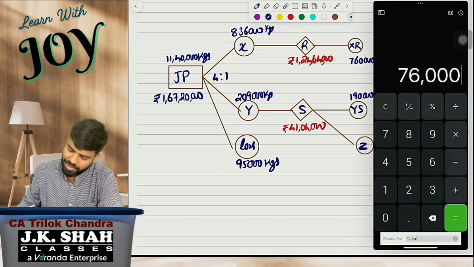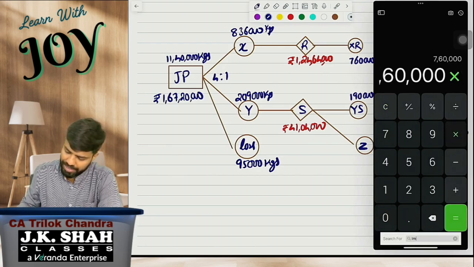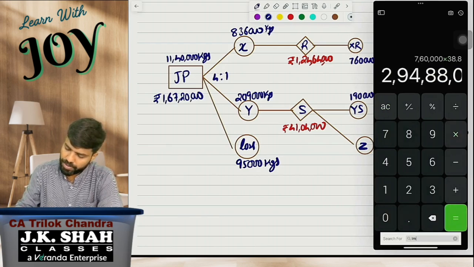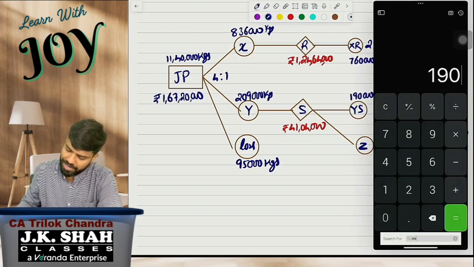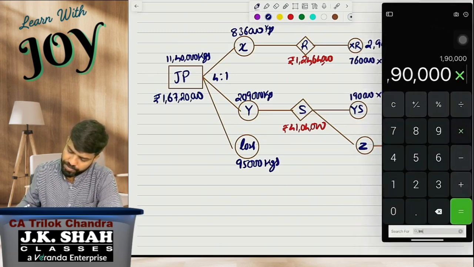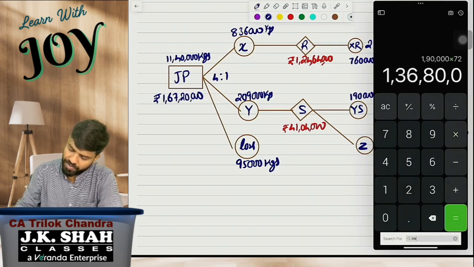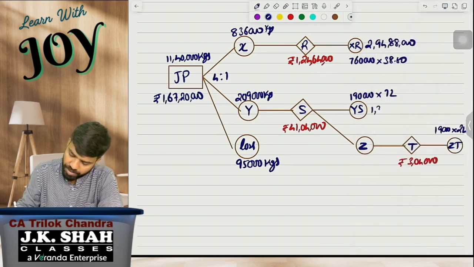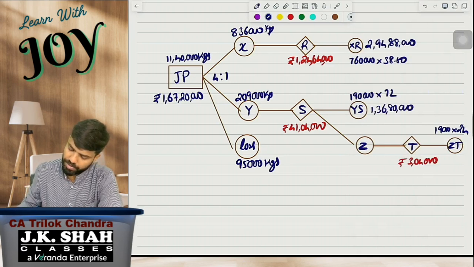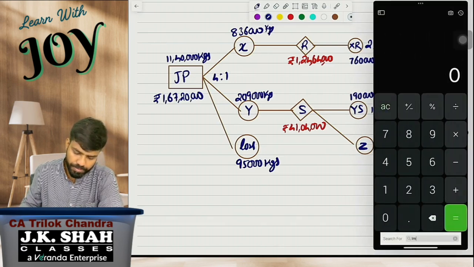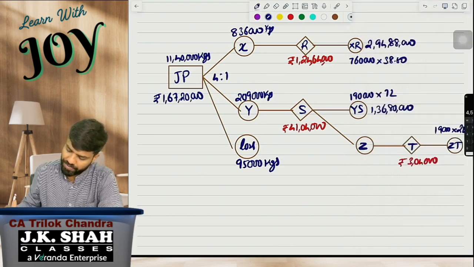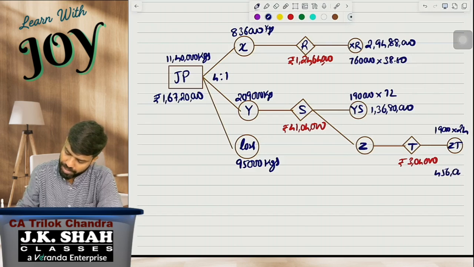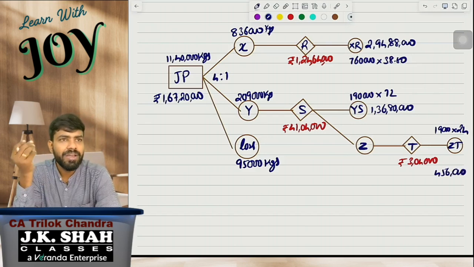7 lakh 60,000 into 38.8 equals 2 crore 94 lakh 88,000. Next, 1 lakh 90,000 into 72. That is 1 crore 36 lakh 80,000. Then 19,000 into 24 equals 4 lakh 56,000. This is the sale value after further processing.